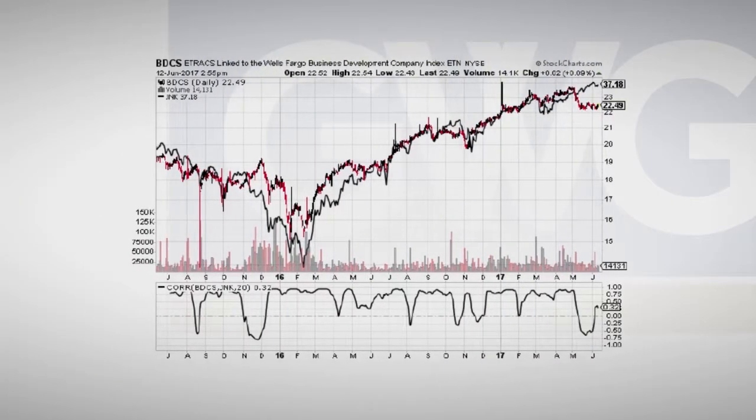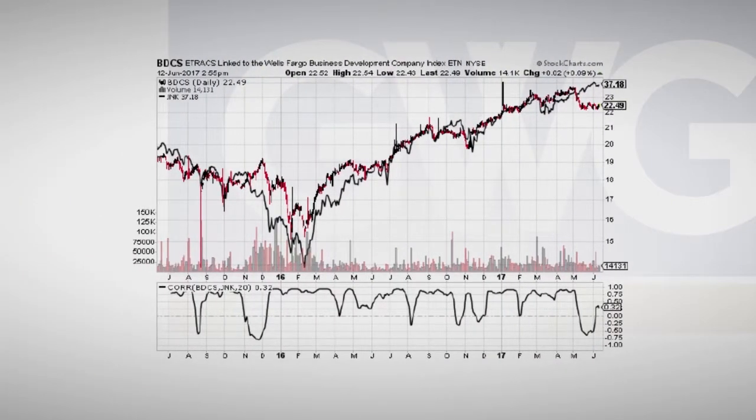This one is the Wells Fargo Business Development Company Index, or BDC. Now, BDCs, as you may know, typically lend to smaller and middle market companies, and they typically lend in mezzanine or equity, which means there's some risk associated with it. Now, again, the same rules apply. The red one is the Wells Fargo Index. The black one is the one that you need to guess. And at the bottom, you can see the correlation history over the past couple years.